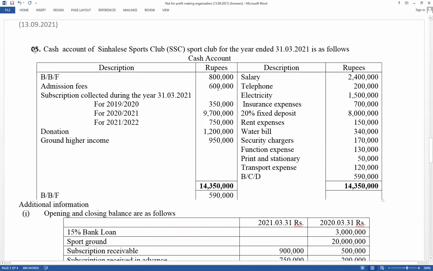Admission fees, normally you have to consider as income. Then subscription collection is given during the accounting period for last year, this year, next year. That part we have discussed already. You know how to prepare subscription accounts. And donation, normal income. As well as ground hire income is given.